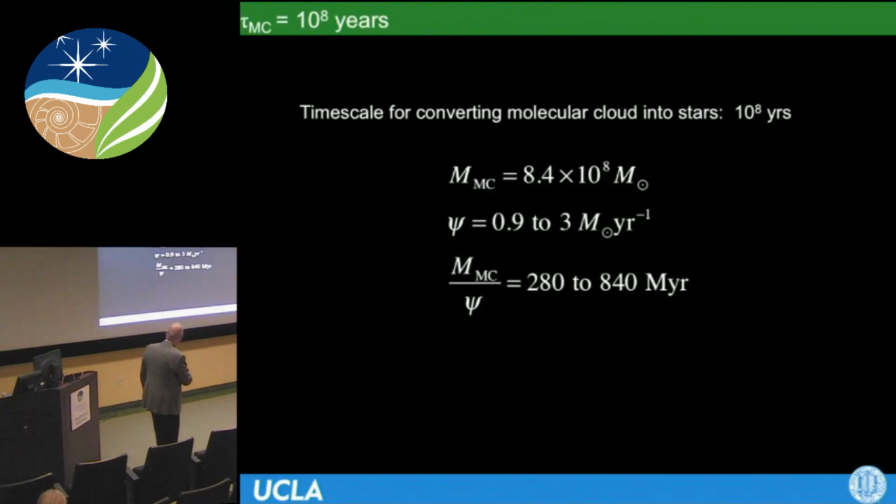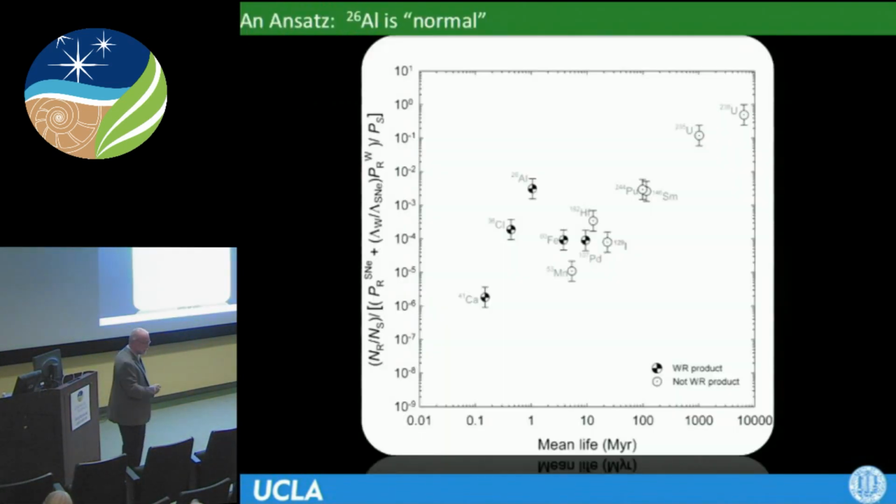Okay, and then the time scale: if you take the mass of molecular clouds and the star formation rate today, you get a mean isolation time of atoms in molecular cloud material of something like 280 to 840 million years, which is our tau MC. So, this is what they say is the money slide, okay? If you haven't been paying attention, please watch this because this is really cool. Based on everything I just told you, we're going to put forward an ansatz. The ansatz is that 26 aluminum is absolutely normal in our solar system.